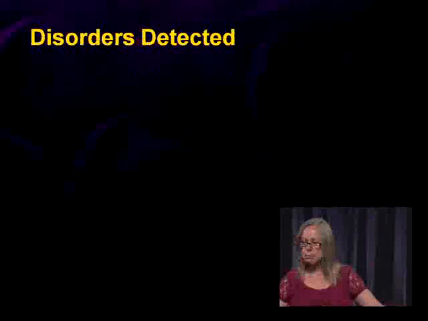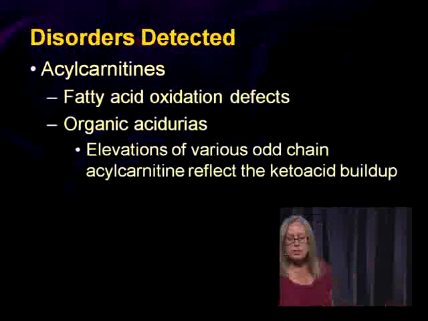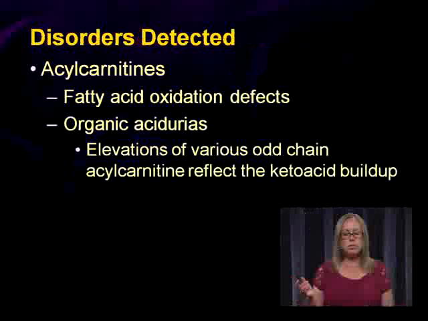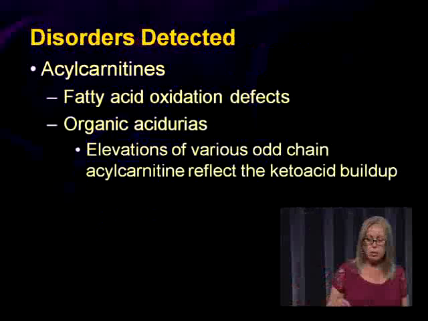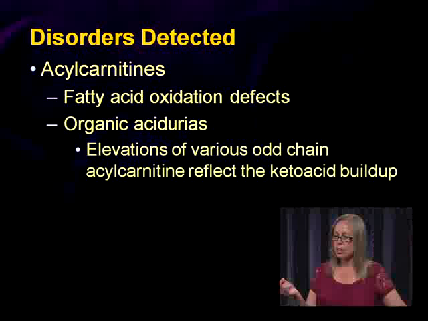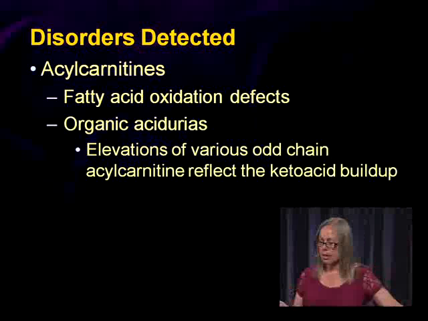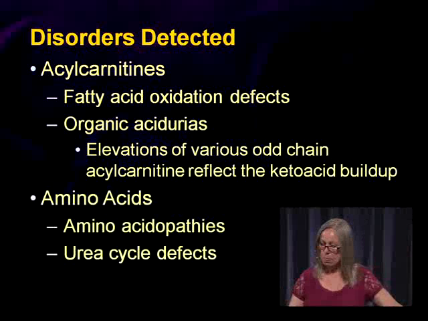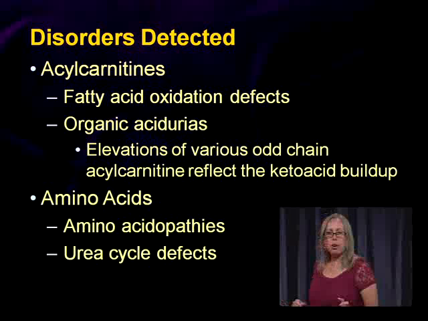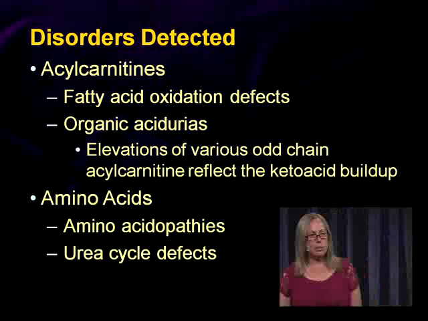So we can detect acylcarnitines, and that will look at fatty acid oxidation disorders in our organic acidurias. And you look at elevations of various odd-chain acylcarnitines that reflect the buildup of the keto acids. For the fatty acid oxidations, they're even-chained. Amino acids will get you your amino acidopathies, but it will also help you pick up urea cycle defects with your arginine, citrulline, arginosuccinic acid.